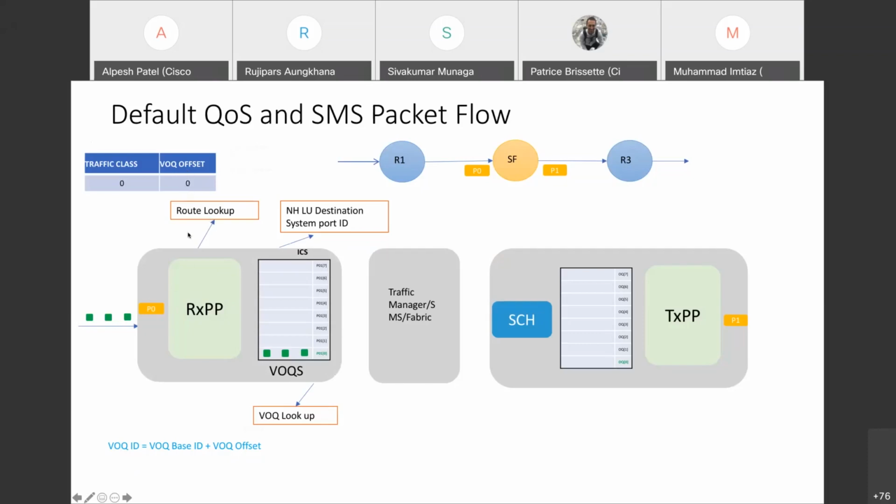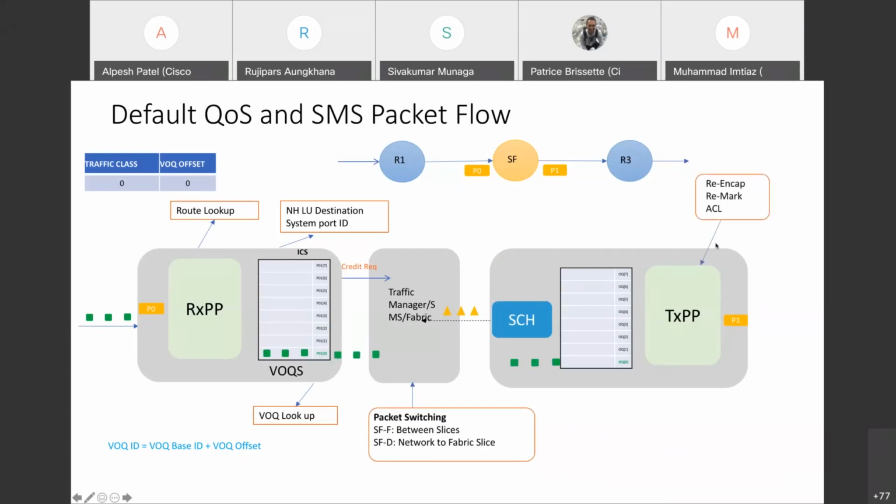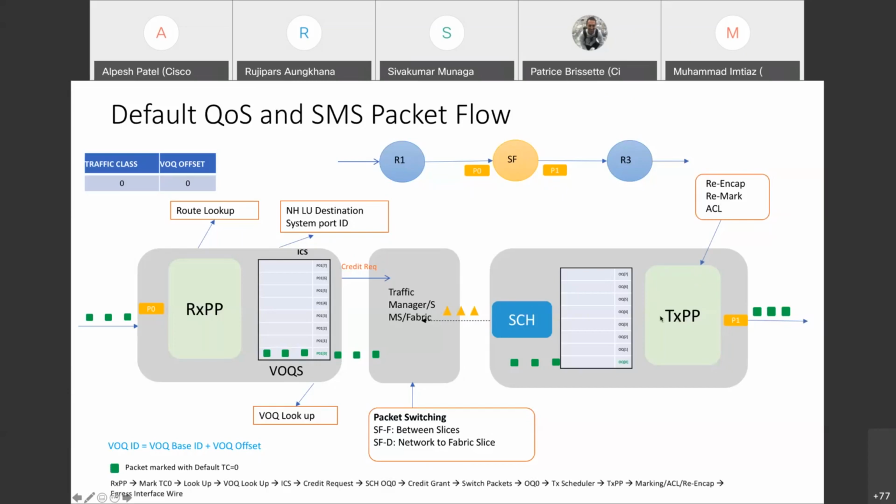Now your packet comes in. The route lookup happens in RxPP, and then this is ICS, the ingress credit scheduler. It requests the credit. Credits are granted. This is regular stuff we talked about earlier, and then the packet transmission happens. ACL or remarking or re-encapping happens on the TxPP side, as we mentioned earlier. So this is the flow here.